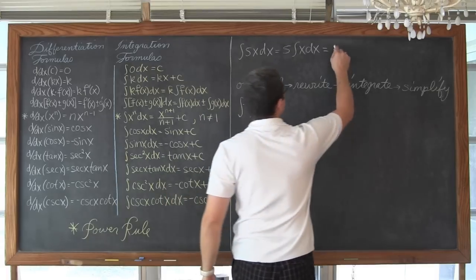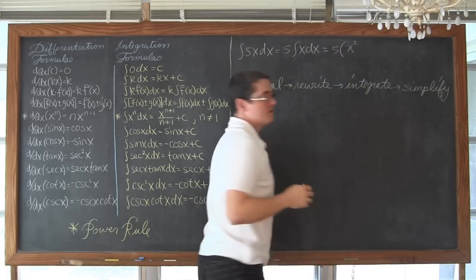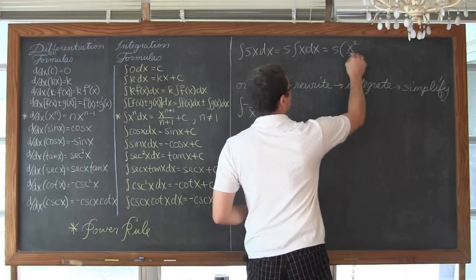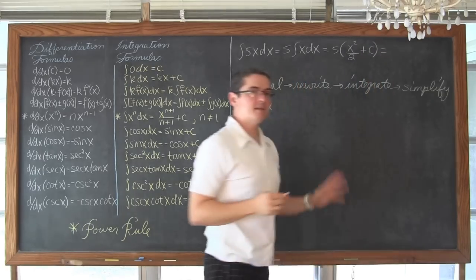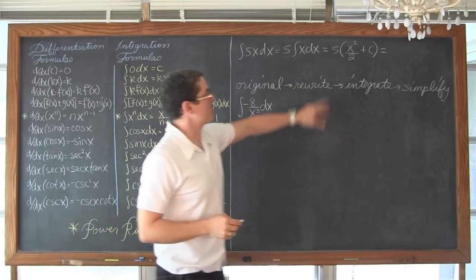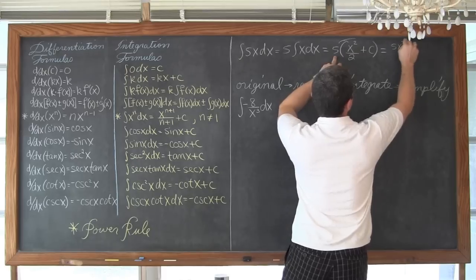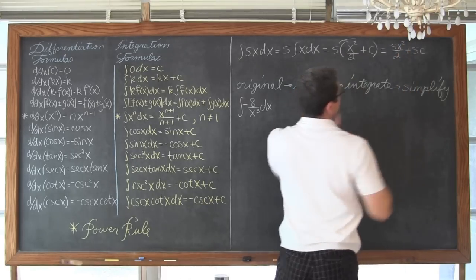So it's going to be 5 times x squared. So we've raised that power of 1 by 1. So now we're going to divide by that 2 plus c. Now we're going to take that 5 that's in front of these parentheses here and distribute it and get 5x squared over 2 plus 5c.